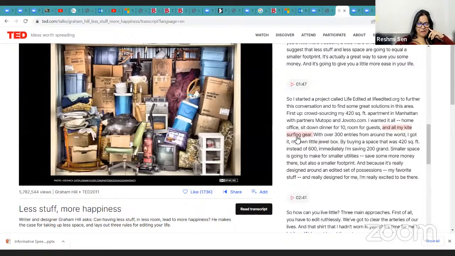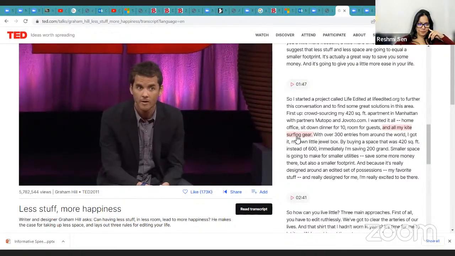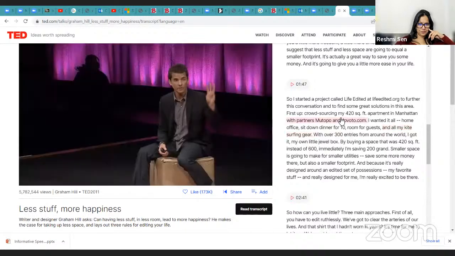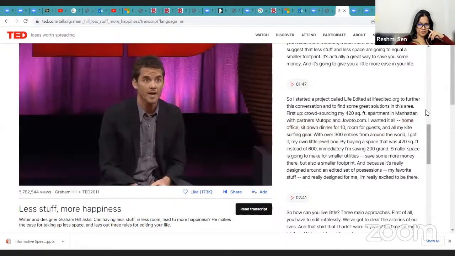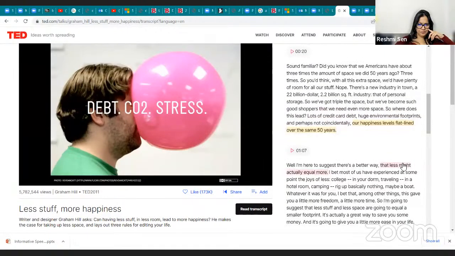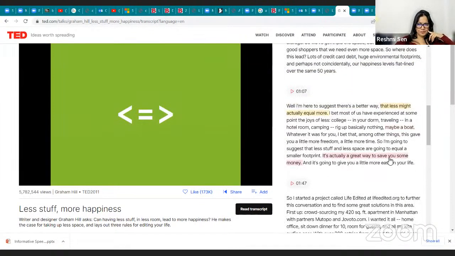Did you know that we Americans have about 3 times the amount of space we did 50 years ago? 3 times. So you'd think with all this extra space, we'd have plenty of room for all our stuff, right? Nope. There's a new industry in town, a $22 billion, 2.2 billion square foot industry, that of personal storage. So we've got triple the space, and we've become such good shoppers that we need even more space. So where does this lead? Lots of credit card debt, huge environmental footprints, and perhaps not coincidentally, our happiness levels flatline over the same 50 years. Well, I'm here to suggest there's a better way, that less might actually equal more.